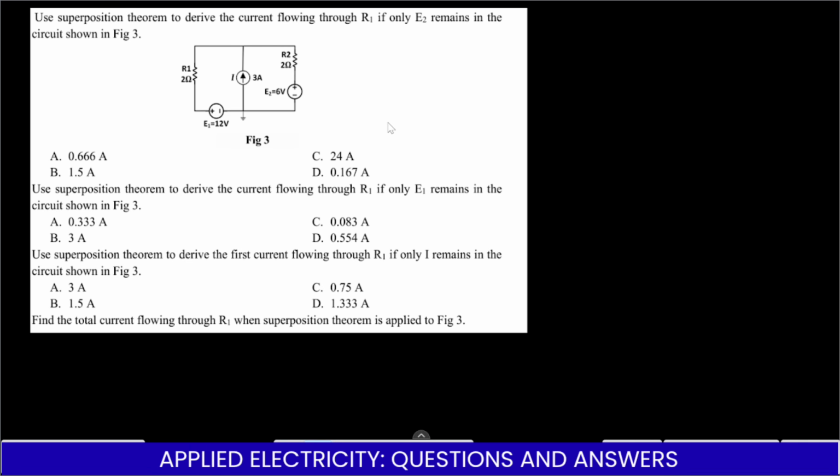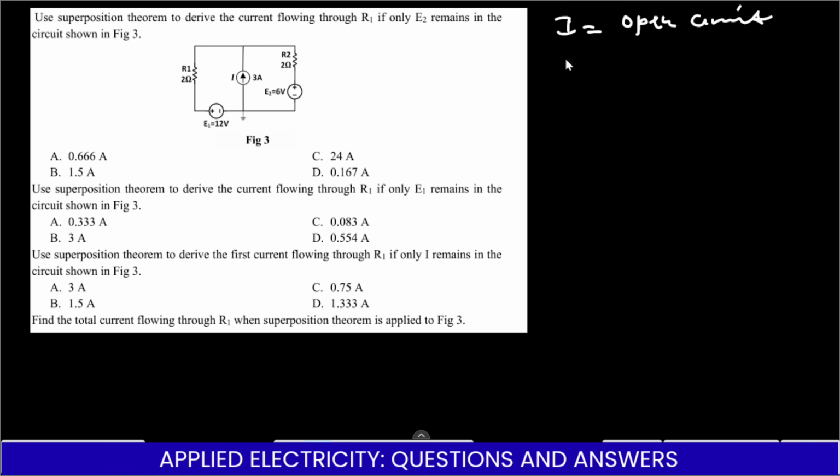Now this is a superposition question, and we have no option other than to know the rules for superposition. The question states: use the superposition theorem to derive the current flowing through R1 if only E2 remains in the circuit. Under the superposition theorem, anytime we remove a current source, it becomes open circuited. If you want to understand the meaning of open circuit, you can check our video on superposition analysis or Thevenin's analysis.